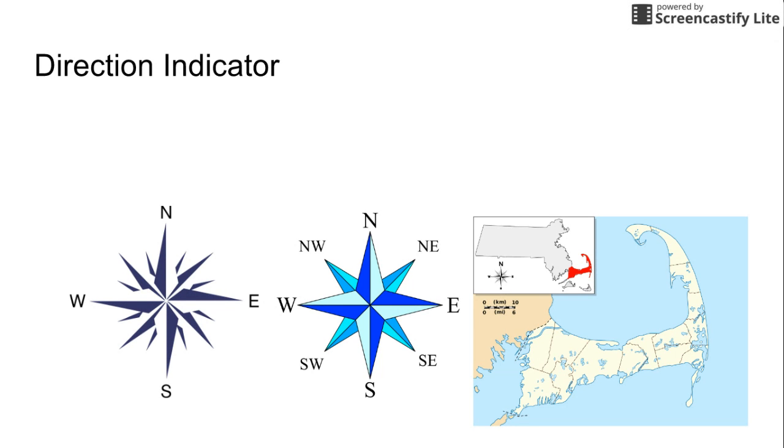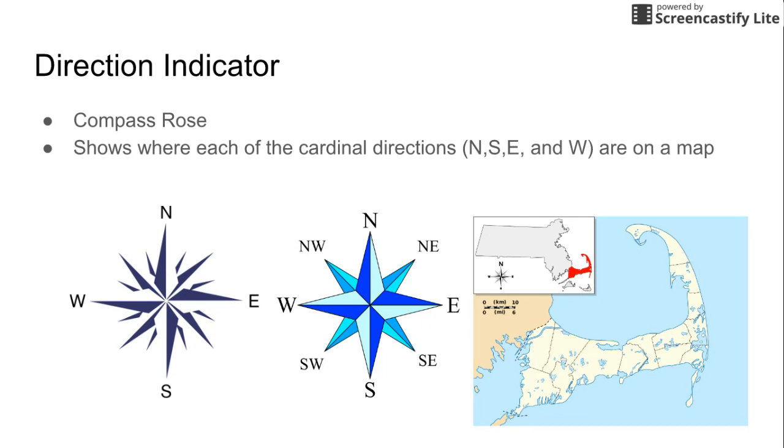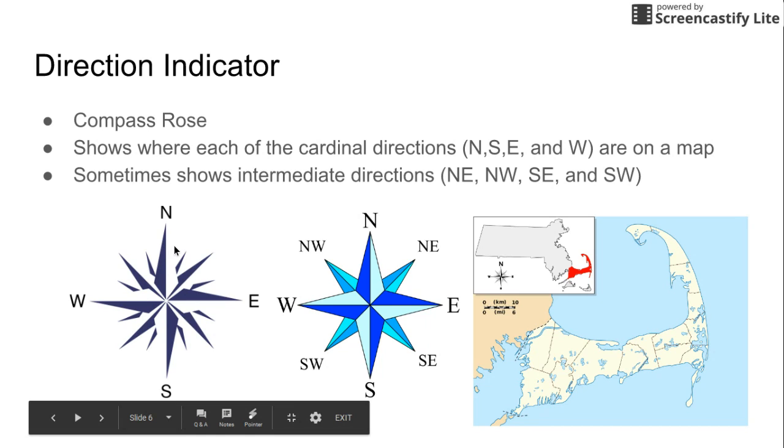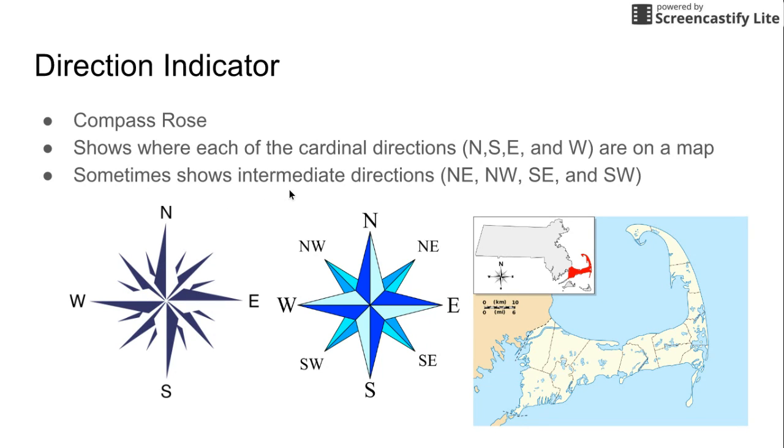Our third main part is our direction indicator, or sometimes known as the compass rose. The compass rose will always show us cardinal directions, such as north, south, east, and west. And so on this compass rose, we can see each of the 4 cardinal directions clearly labeled. However, sometimes direction indicators or compass roses show us intermediate directions. Those are going to be the directions that are in between the cardinal. So those are northeast, northwest, southeast, and southwest.